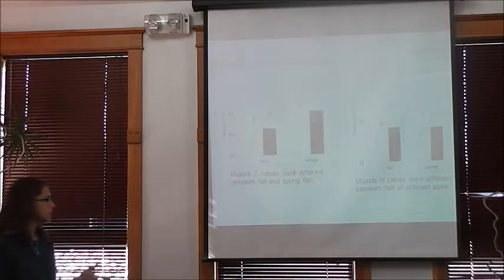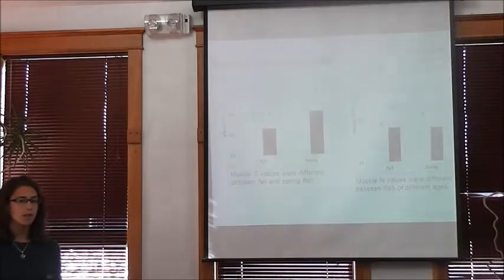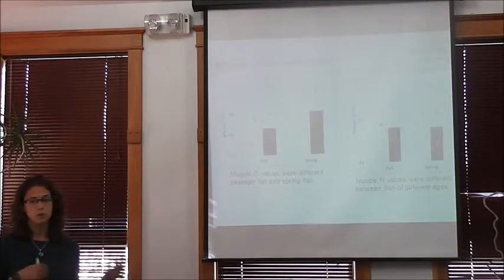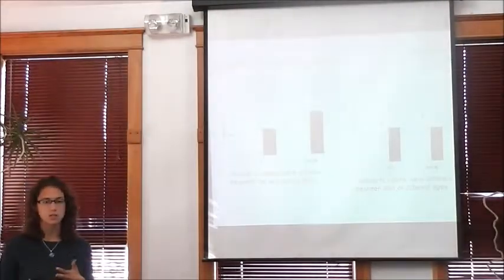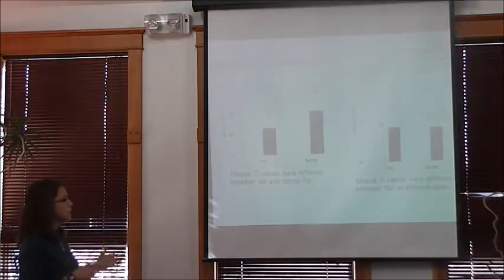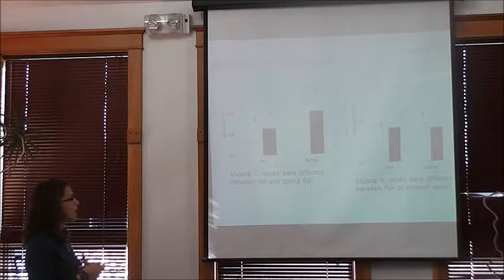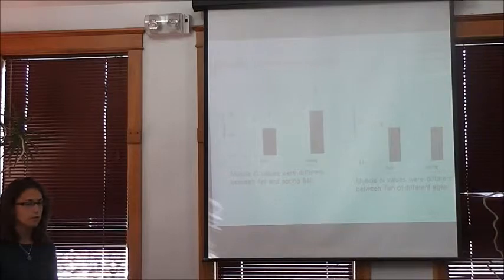And we were expecting to see differences in the muscle carbon values between fish of different ages. We were thinking that we would see a difference between a fish that's 2 years old, we would see a difference between a fish that's 3 and 4, and so on. But what we actually saw was the biggest differences between fall and spring fish. So these letters indicate statistical significance. These two groups are statistically different from these two, but these two groups are not different from each other. So we saw that muscle carbon values were different between fall and spring fish.